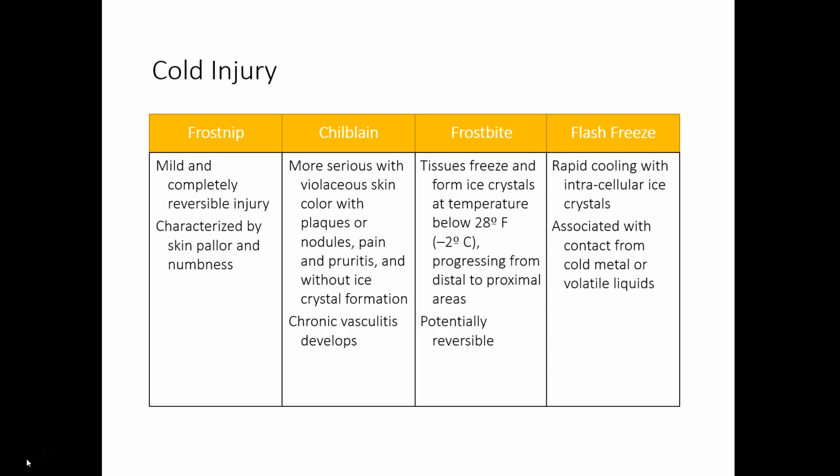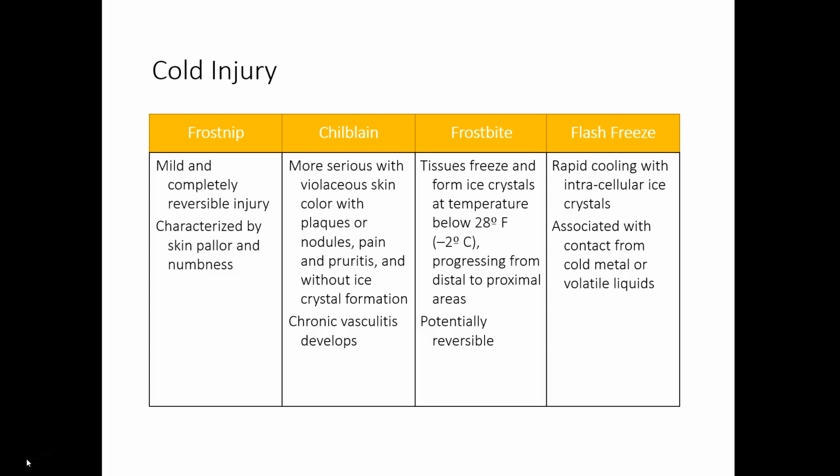And let's finish up the last set of the slides talking about cold and heat injuries. Cold injury: frostnip is that mild and completely reversible injury characterized by skin pallor and numbness. Chilblain is more serious, with a violaceous skin color and plaques or nodules, pain and itching, and there's no ice crystal formation. The problem with this is that it leads to chronic vasculitis developing.